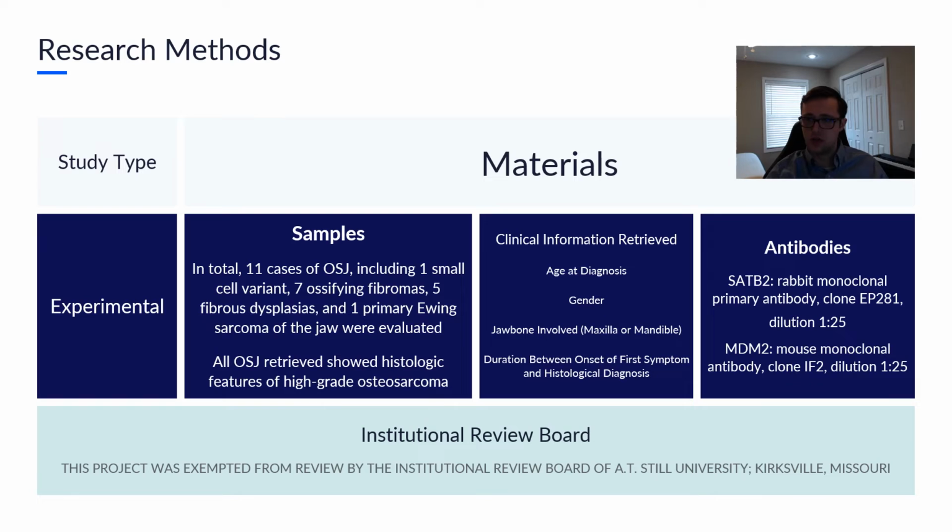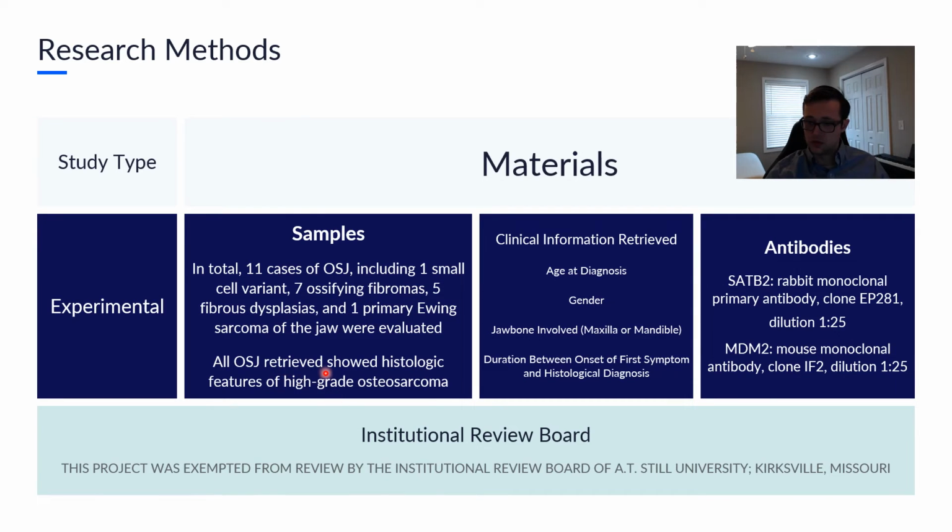For the materials, I want to focus on the samples themselves. We used 24 samples in this study. 11 of these were OSJ, including a single small cell variant, 7 ossifying fibromas, and 5 fibrous dysplasias. These 12 were benign lesions, and 1 primary Ewing sarcoma of the jaw.